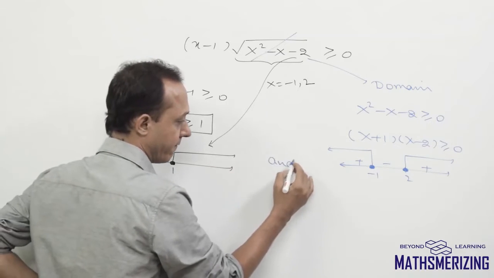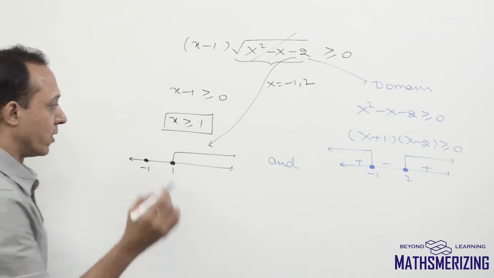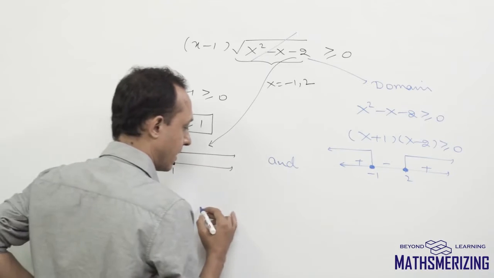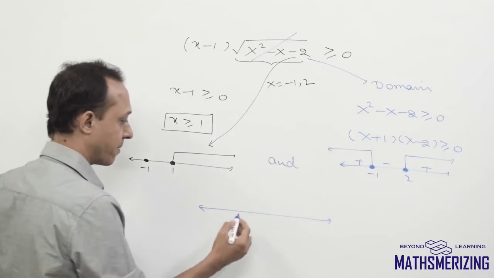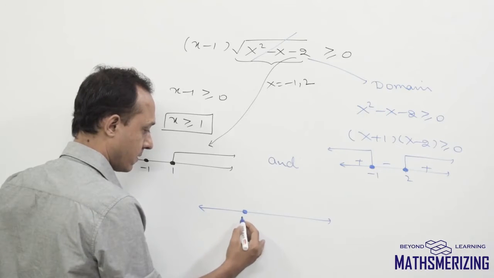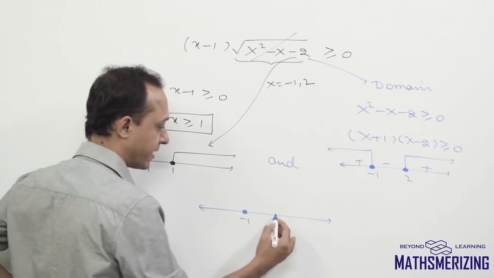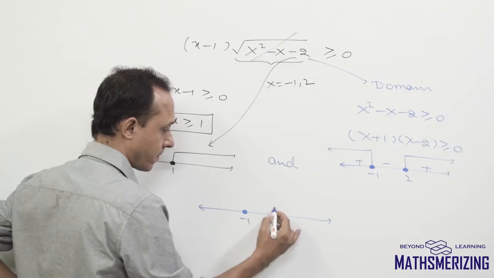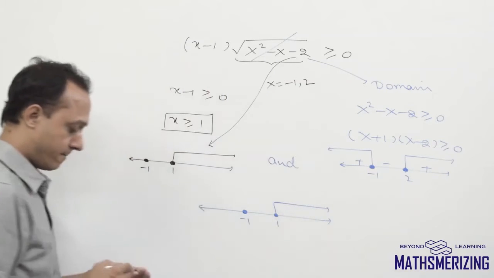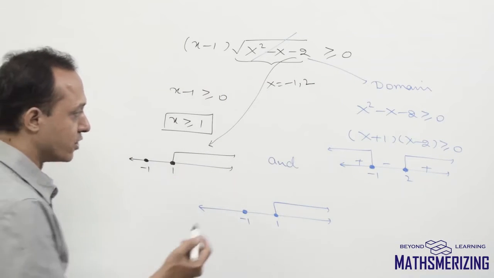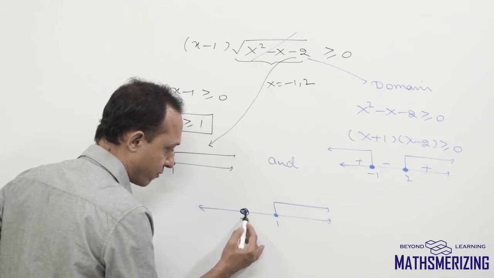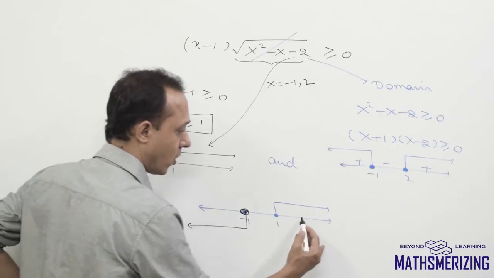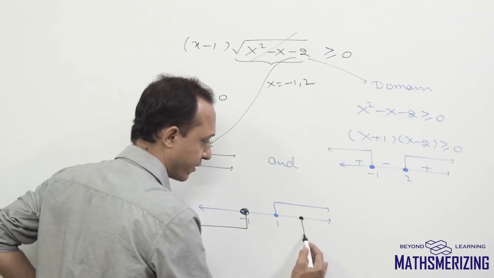So now in order to write the final solution, I need to take the intersection of the inequality condition with the condition of domain. So one way of doing it can be, I can take up a number line and I'll represent both the solutions on the same number line. So the first solution is, x is either minus 1 or greater than or equal to 1. And the second solution is, either x is less than or equal to minus 1 or x is greater than or equal to 2.